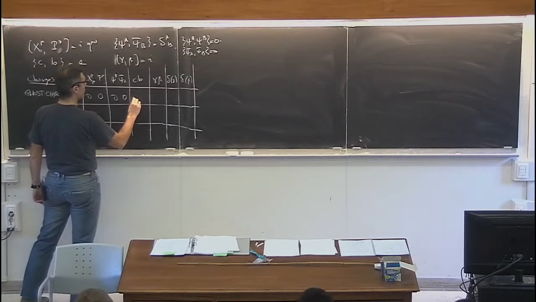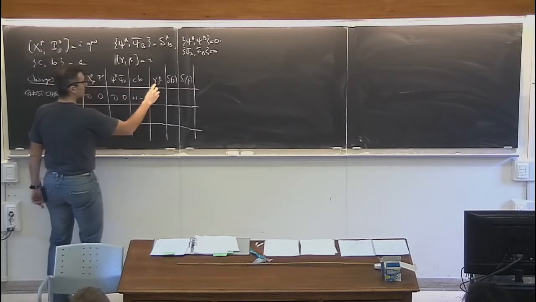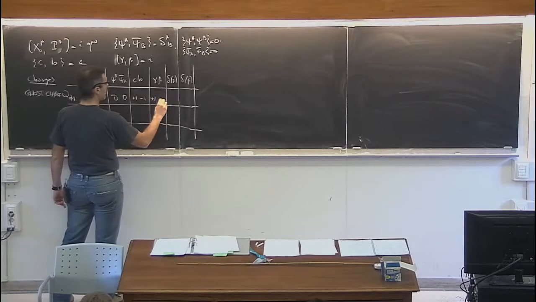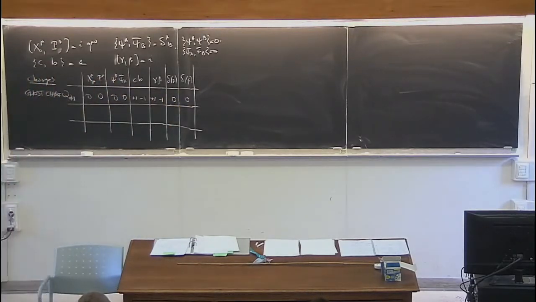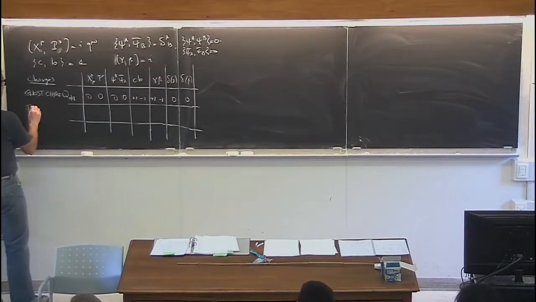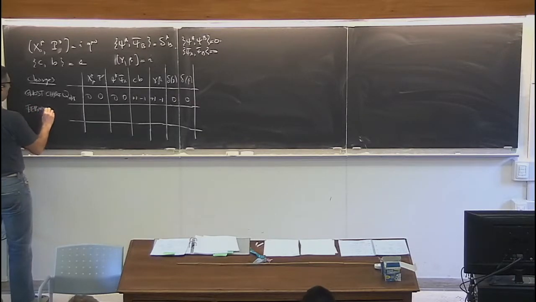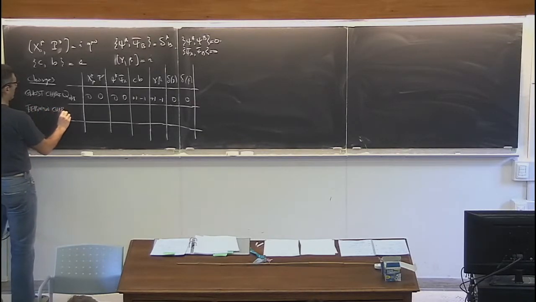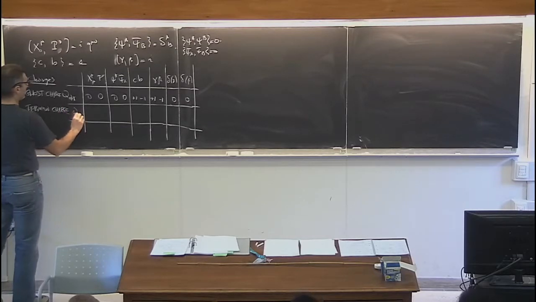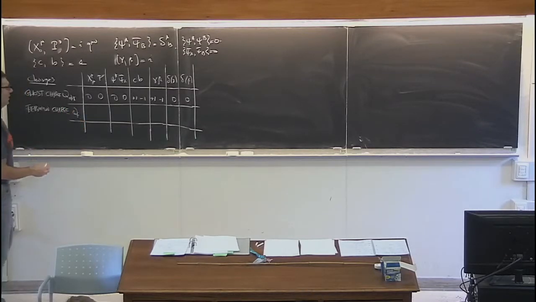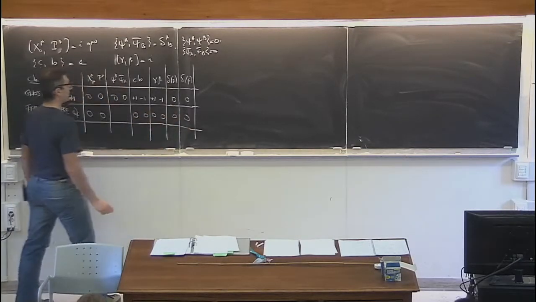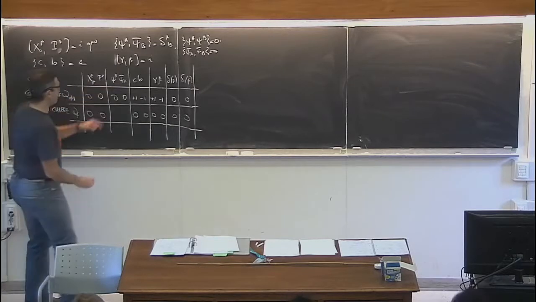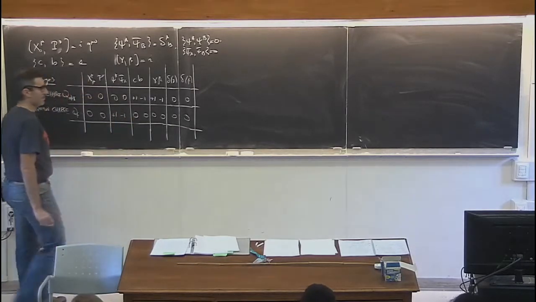This has ghost number plus 1. This has ghost number minus 1. This has ghost number plus 1. This has ghost number minus 1. This has ghost number 0, and also this has ghost number 0. Now we have the fermion charge. As we defined yesterday, all these fields have charge 0 with respect to this charge, but the fields ψ and ψ̄ have charge plus 1 and minus 1.